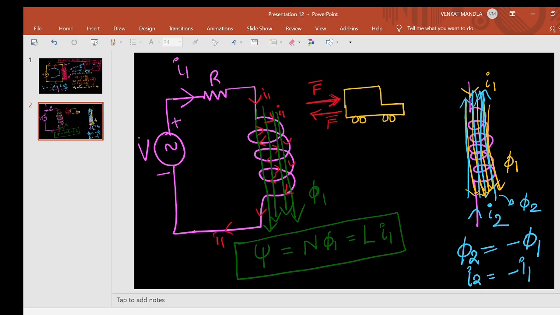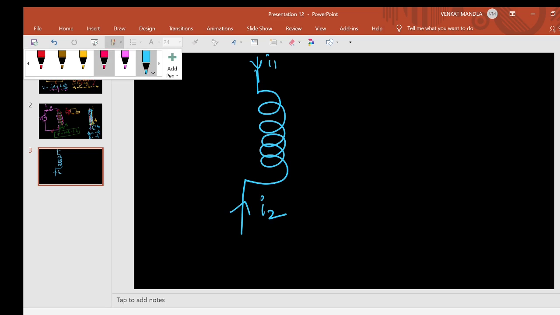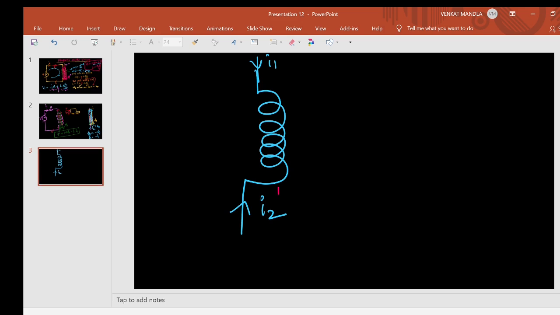Okay. So in the second case, this is I2. Initially we applied I1, suddenly I1, but what happens in the inductor? I2 will be produced, equal and opposite in direction to I1. Because of this I2, some flux is produced in the upward direction. This is pi 2.